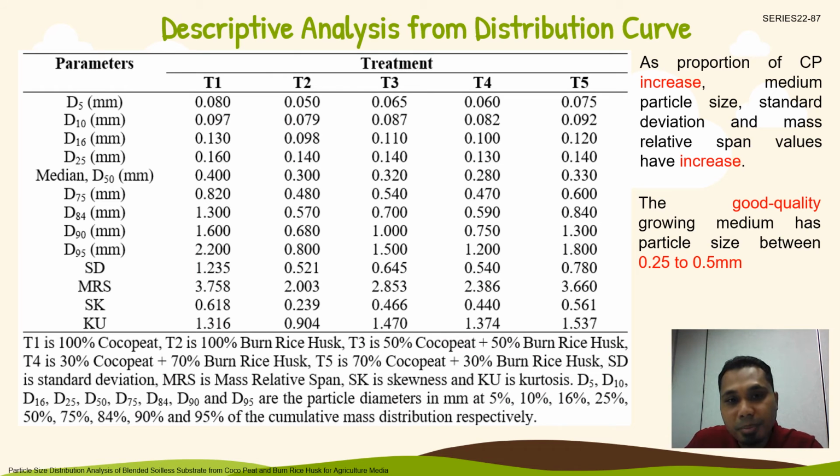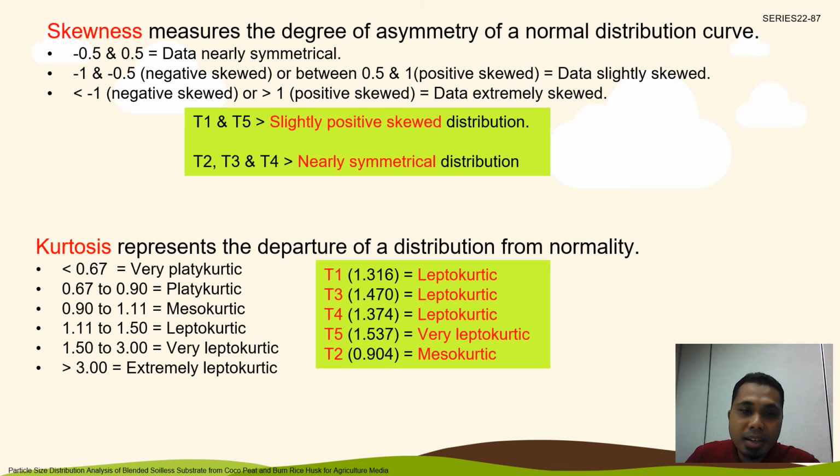From the particle distribution curve, we show some descriptive analysis parameters in table form. We can see that as the proportion of coco peat increases, medium particle size, standard deviation, and mass relative span values have increased. We also found that our soilless media mixture is of good quality since its size is between 0.25 to 0.5 mm.